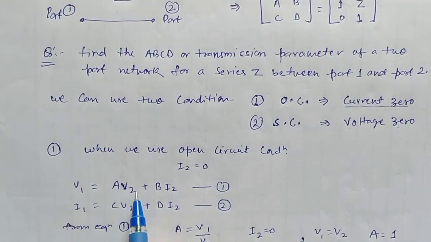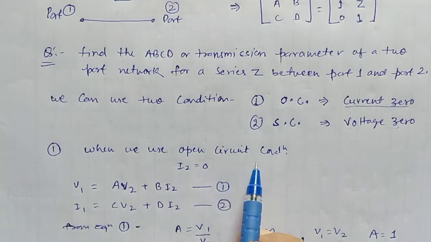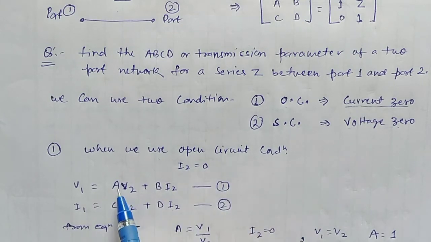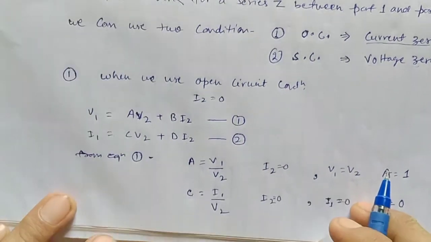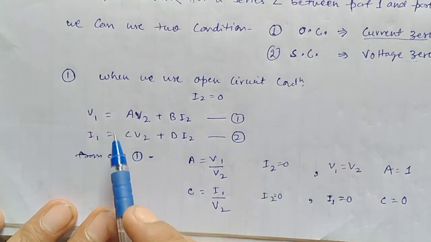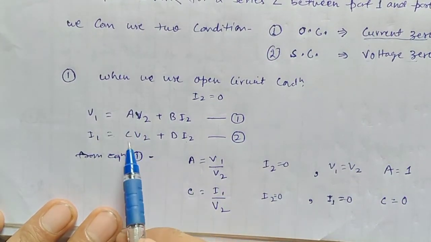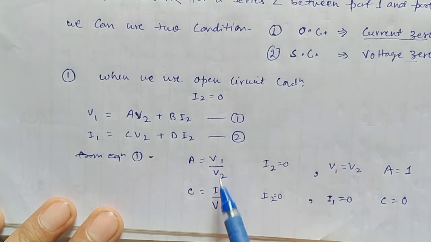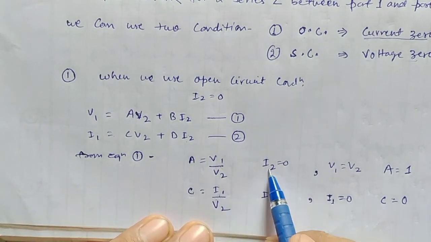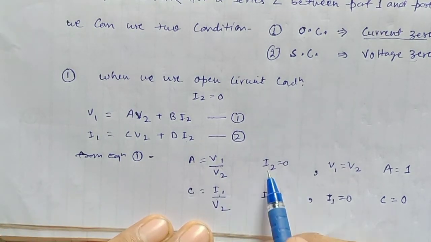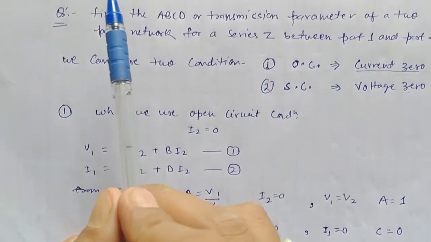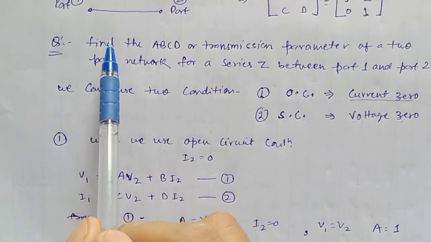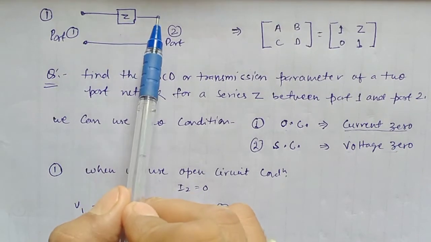V1 equals A V2 plus B I2 and I1 equals C V2 plus D I2. When it is open circuit, I2 is 0. Then I can find out A and C. Now A will be V1 by V2 and C will be I1 by V2. So I have written these two here. Now when I2 is 0, the current is 0, it means the voltage remains the same, there won't be any drop from here to here.